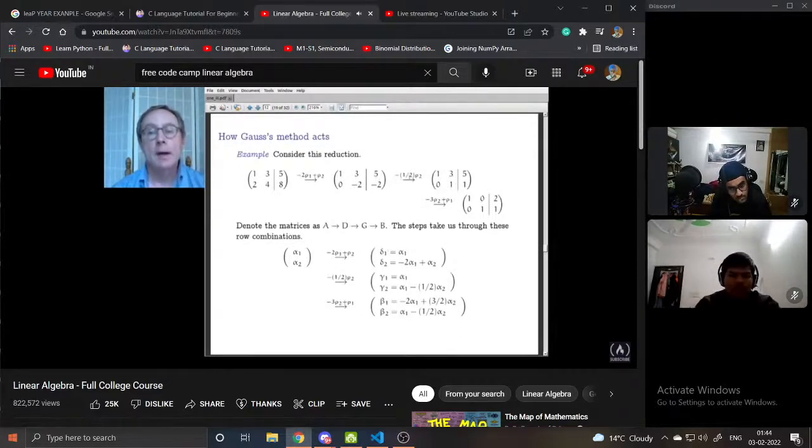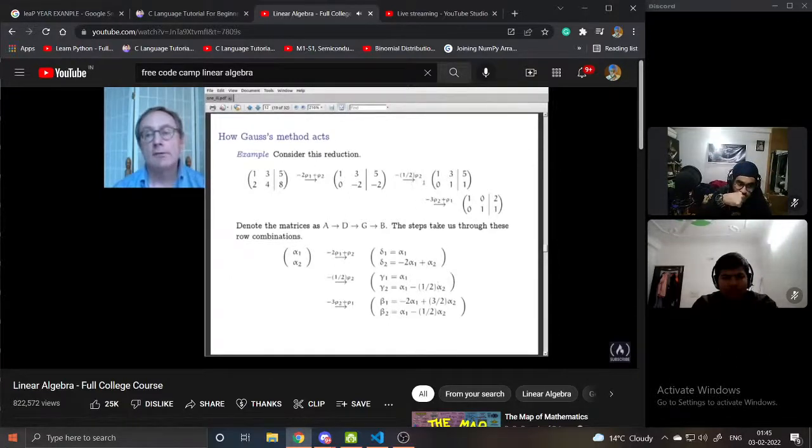When I do the next operation, minus 1/2 row 2, of course, to get the matrix G, the rows now are that the first row of the matrix G, I call it gamma, is still alpha 1. The second row of the matrix G is half of the second row of the matrix D. So I halved everything. Minus 2 alpha 1 became alpha 1. Alpha 2 became minus 1/2 alpha 2.